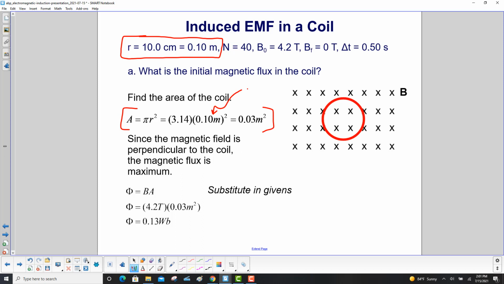Since the magnetic field is perpendicular to the coil, the magnetic flux is maximum. So we just need to multiply B times A, substitute in our givens, and of course our found area here, and we get the initial flux is 0.13 Webers.